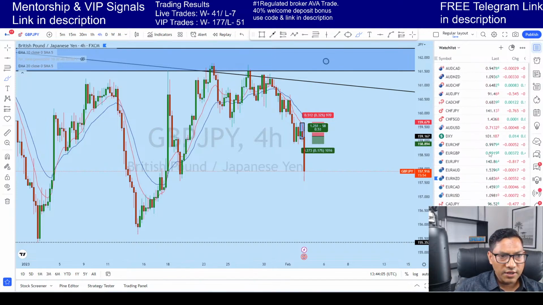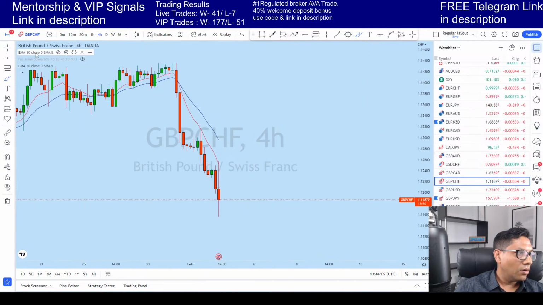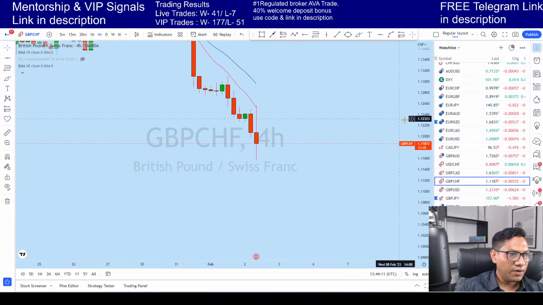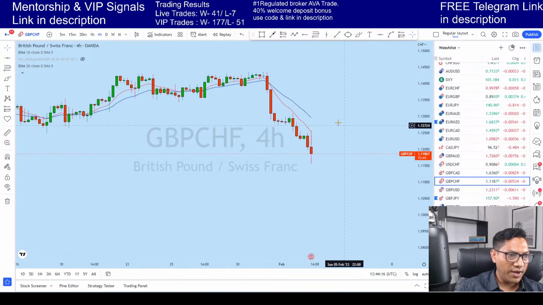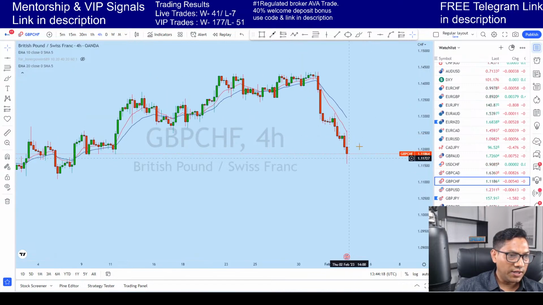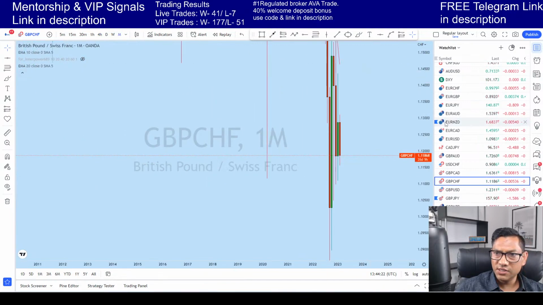Okay, so looking at GBPCHF. All right, we see that on GBPCHF there is a big middleman with a strong liquidity grab back to back. There's one here, there's one here, and this one also a new candle. Let me look at the full multi-time frame analysis.